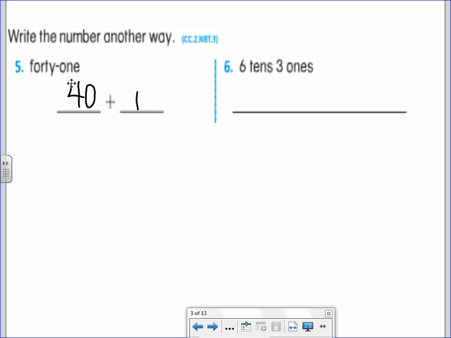Good job. Next, we have 6 tens and 3 ones. There could be more than one correct answer here because I just have one line. So we could do a couple of different things. We could write the word form, and I'm going to write that now, so check your work.